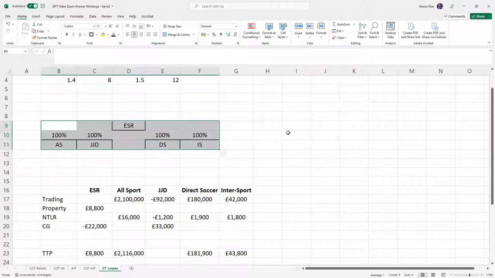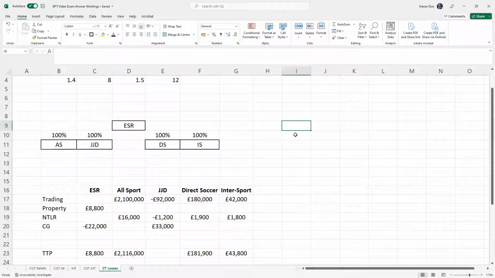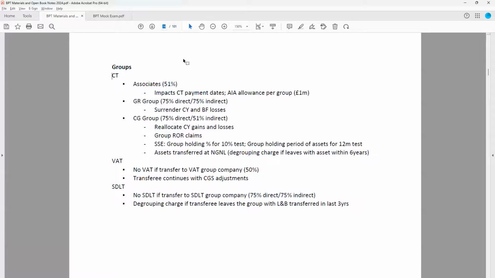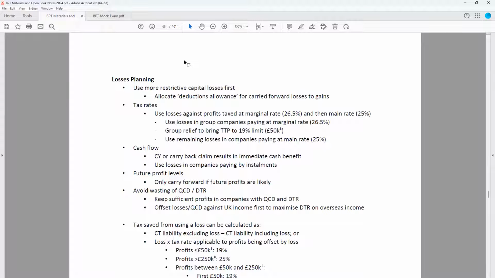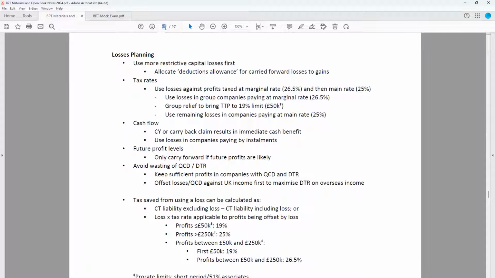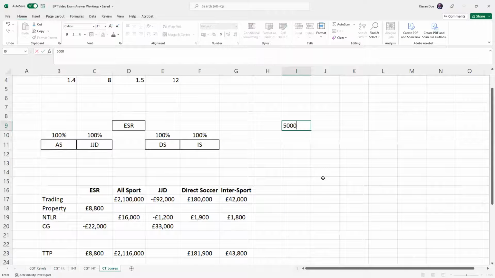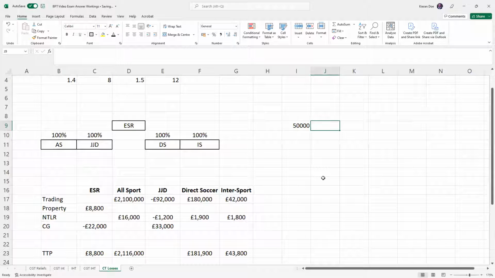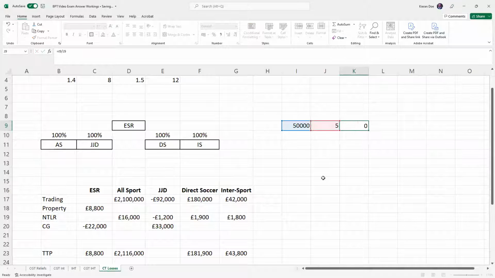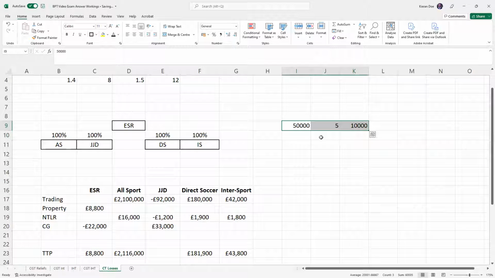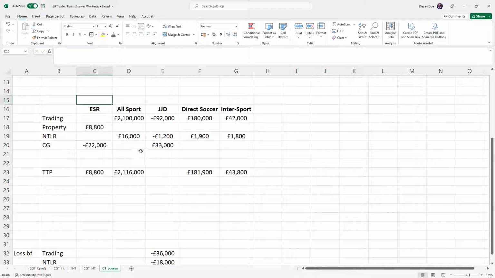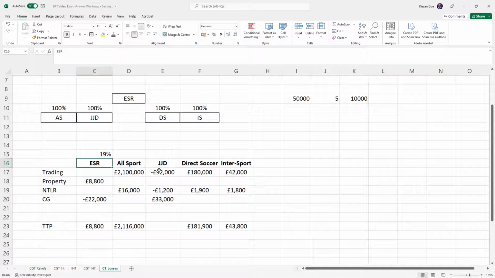But certainly the fact that they are all associates is definitely relevant, because when we're looking at the rate of tax, when deciding the best use for the loss, that's going to be affected by this, because we know the limits. Profits below 50k taxed at 19%. Well, for these group companies, it isn't going to be 50k because there are 5 associated companies. Therefore, it's going to be 10k. For a company in this group to pay at 19%, they're going to need profits less than 10k. So we can see that ESR is there, so they're paying tax at 19%.